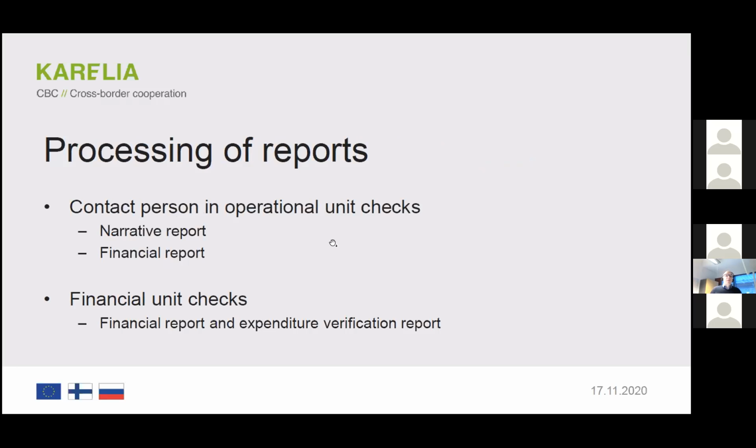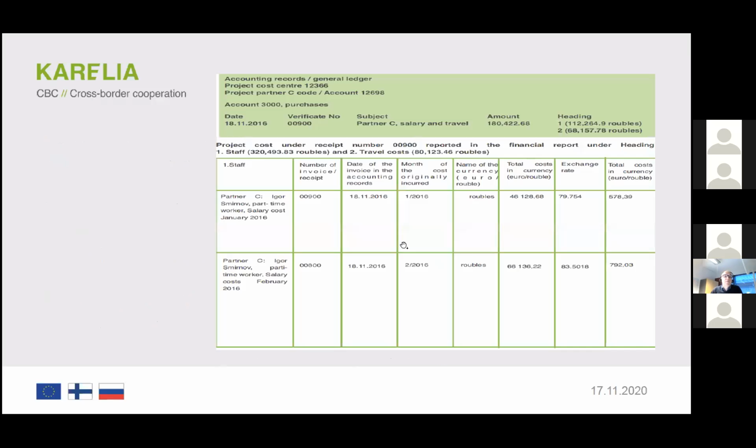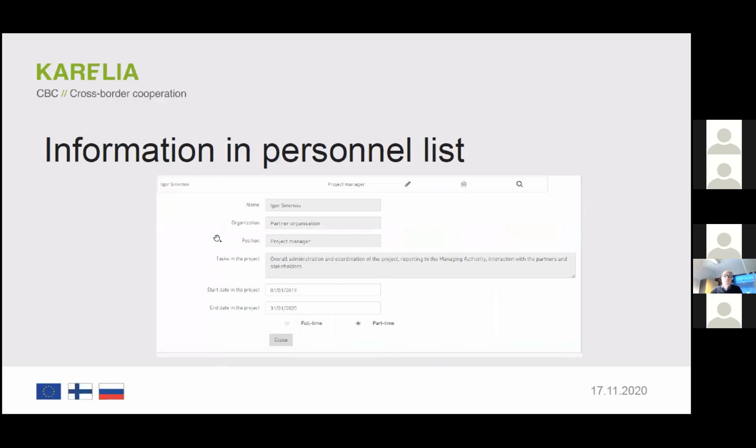And the contact person in the operational unit checks both the narrative report and the financial report, some parts of that, and the financial unit checks both the financial report and later the expenditure verification report. So the job load here in the managing authority is divided like this. And here are the tasks which the operational unit checks, and we go through these quite fast, so we are running a quite tight time schedule here.